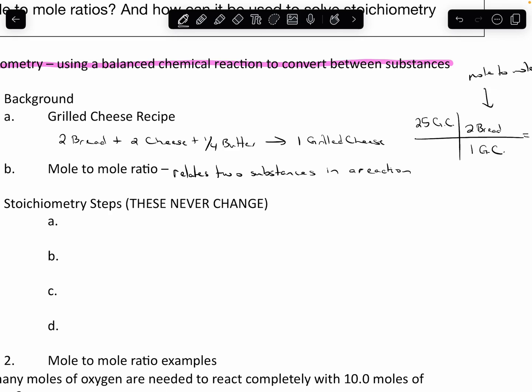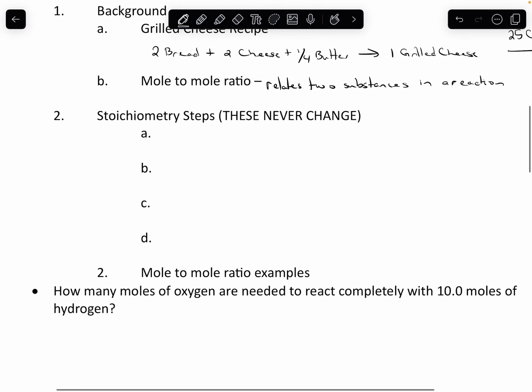Awesome. So let's go ahead and go through our steps of stoichiometry. Today, we're only going to be talking about 2 steps, but we're going to show all 4 just so you know what they are, and they're not going to be different when we introduce them to you. So here we go. Step 1, write a balanced chemical equation.